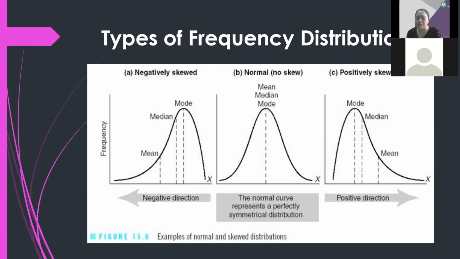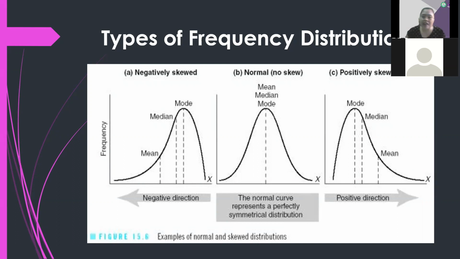Yung scale, it can be ratio or interval, but nevertheless, since they overlap with each other, we can just combine the two of them. And then another thing that we need to consider in finally deciding what statistical tool we are going to use is itong types of frequency distribution. Okay? So actually, we don't need to really make a graph of the collected data, especially if our data is more than 100. Mahirap na yun siya i-graph.